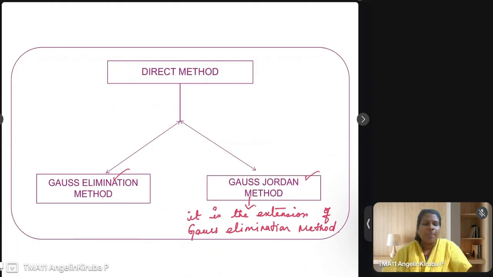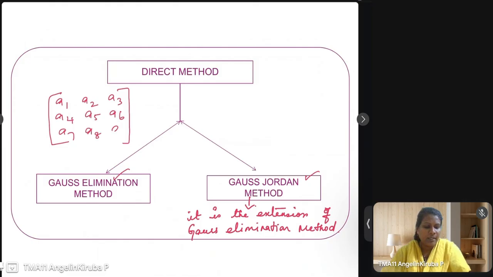In the Gauss elimination method, we convert the augmented matrix to an upper triangular matrix, and in the Jordan method, we will be converting the matrix into a diagonal matrix. So an upper triangular matrix is nothing but, suppose, for example, A1, A2, A3, A4, A5, A6, A7, A8, A9. Let us consider this. In this matrix, the diagonal elements are A1, A5 and A9.